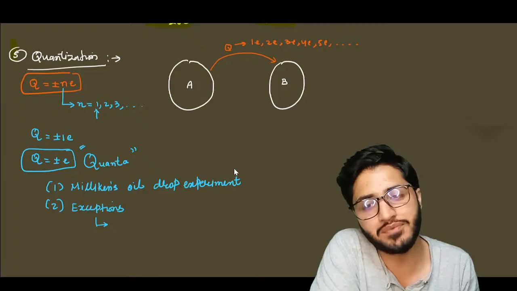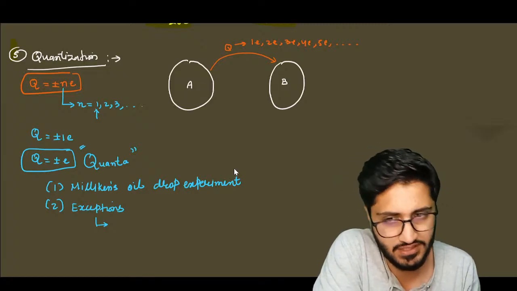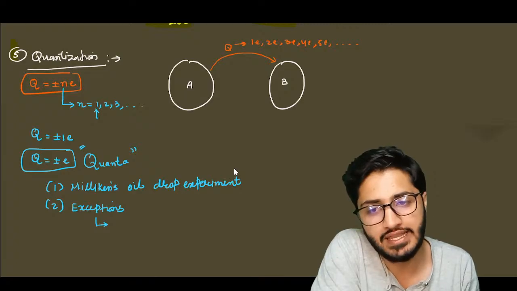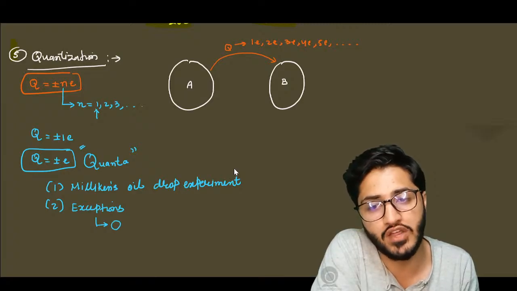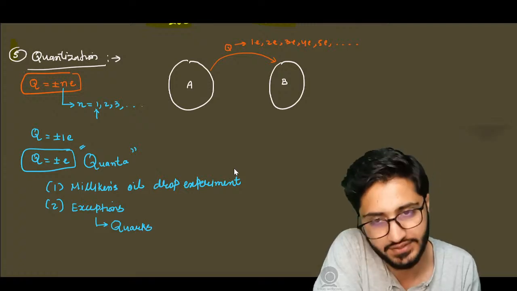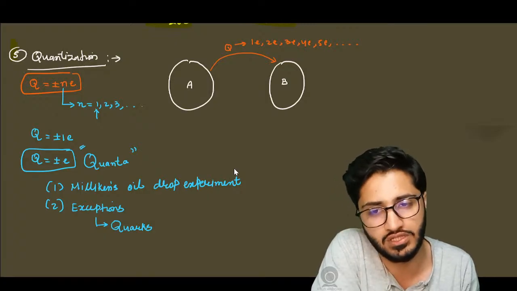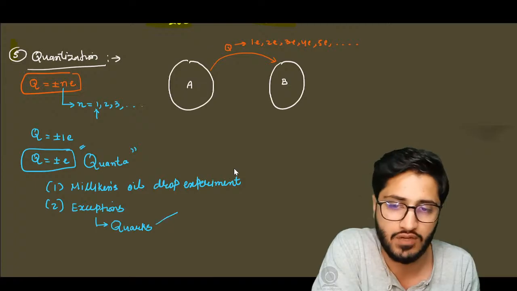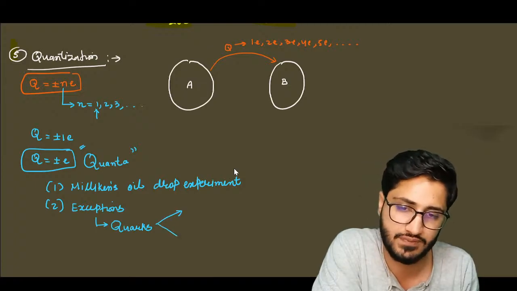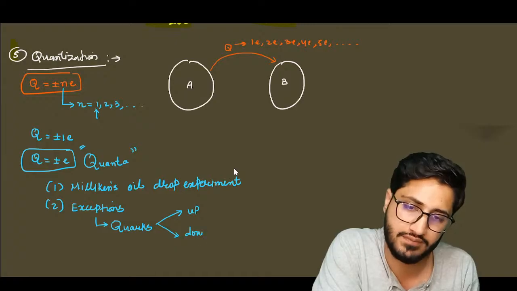These exceptions are given by Gell-Mann, and Gell-Mann gives us the concept of quarks. We have two types of quarks: the up quark and the down quark.